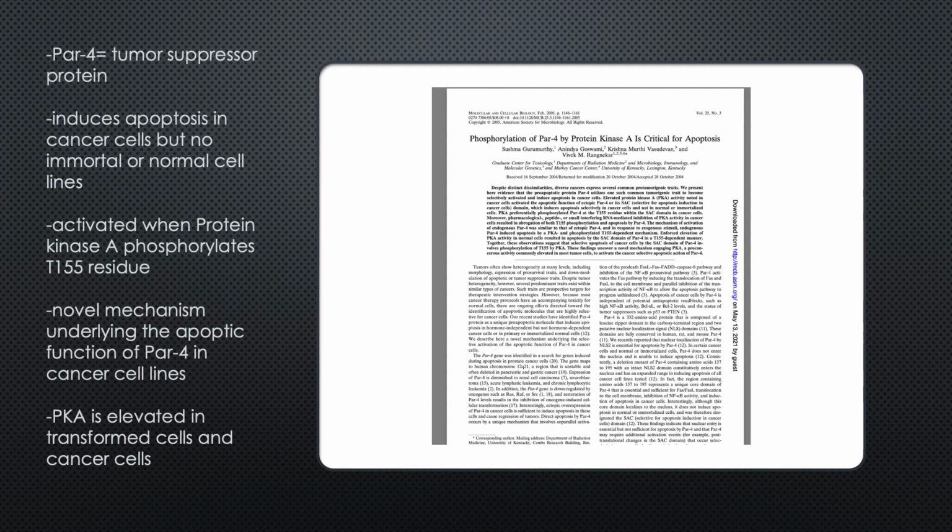And what they found is that when PAR4 is phosphorylated at its threonine amino acid at the 155th position, this allows it to mobilize into the nucleus and have a specific induction for apoptosis only in cancer cells. This was a novel mechanism that they found. And what they also found additionally is that the protein kinase, which phosphorylates the T155 residue, is elevated in transformed cells and cancer cell lines.